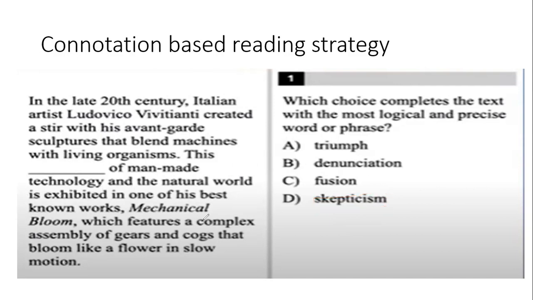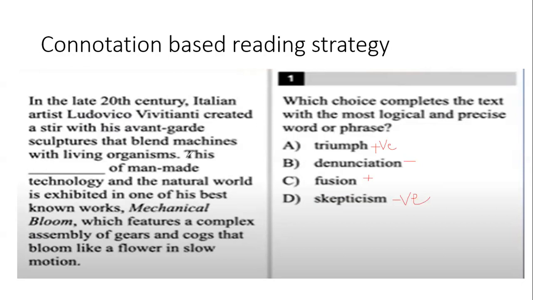Okay, so the answer is fusion. I hope you all got it. Triumph doesn't work. It's a positive word. Okay, and denunciation is a negative. Fusion definitely sounds positive. Skepticism is not at all positive. You're trying to be doubtful. So we have two positives and two negatives. How do you equate this?